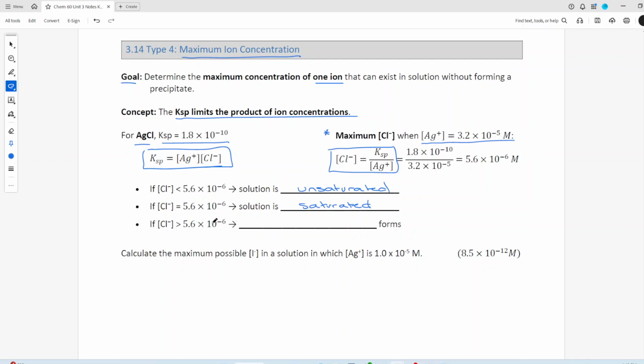If you added a chloride ion concentration more than 5.6 times 10 to the negative 6, then a precipitate will form. And I should probably put concentration M in here. Go back and do that. Right? So let's practice some of these.